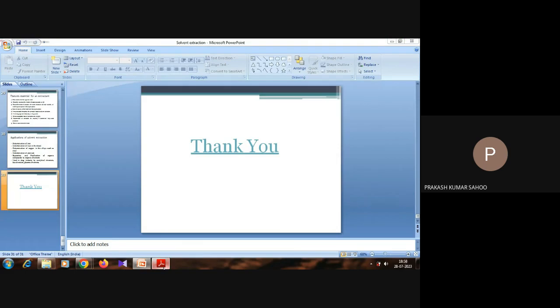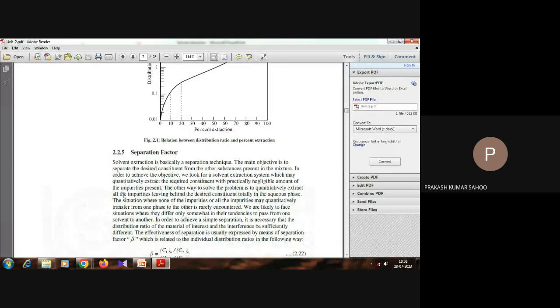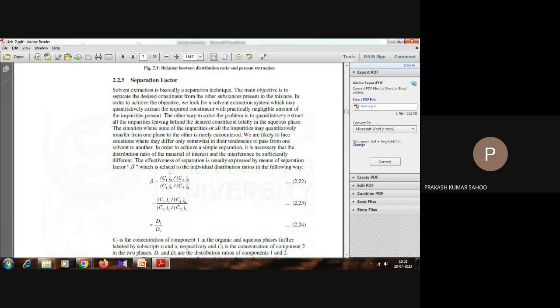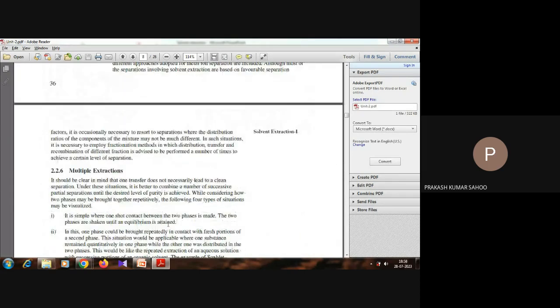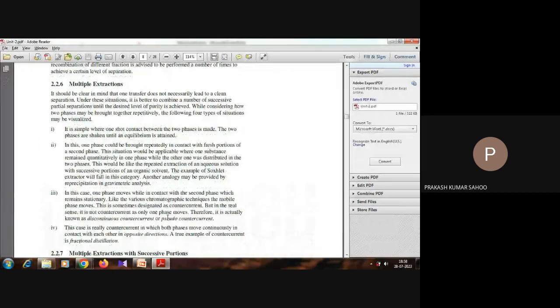So let's move to our PDF. These things we already discussed. There is a separation factor beta, that is D1 by D2. Just recall these things we have already discussed, and remember them in the solvent extraction process, as general knowledge. We generally have two phases: aqueous phase and organic phase. And basically, the aqueous phase has higher density than the organic phase.